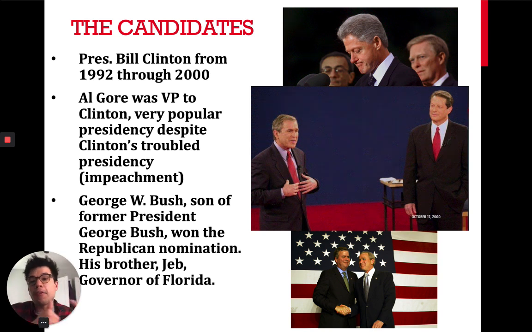As you'll remember from our last lecture, when we talked about the LA riots, Bill Clinton is the president. He wins that election in 1992. He's a two-term president all the way up to the year 2000. Bill Clinton was facing a lot of trouble, specifically because he was impeached. And Al Gore, his vice president, was able to distance himself, and he becomes the Democratic candidate for president. So Al Gore, this guy right here, he's the Democratic candidate.